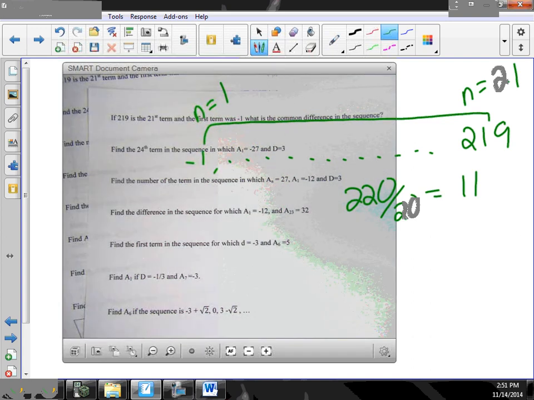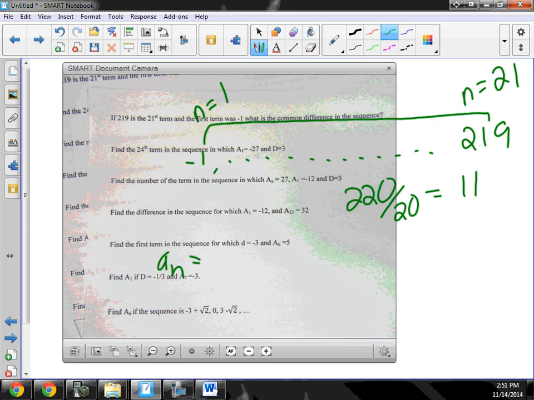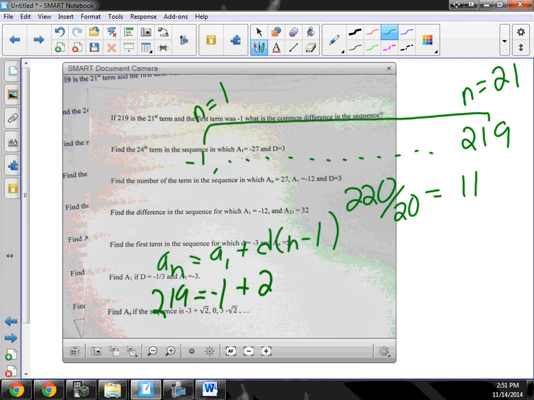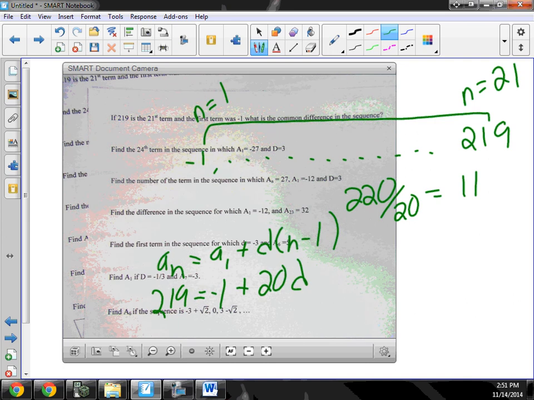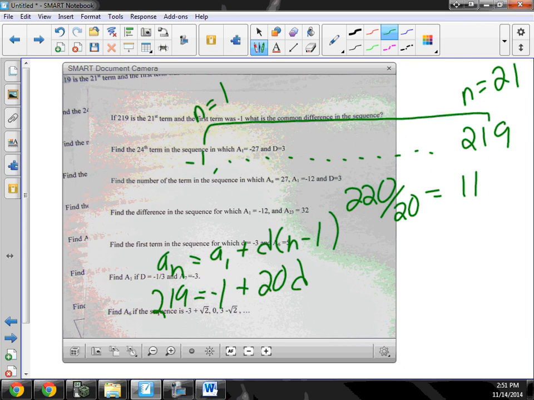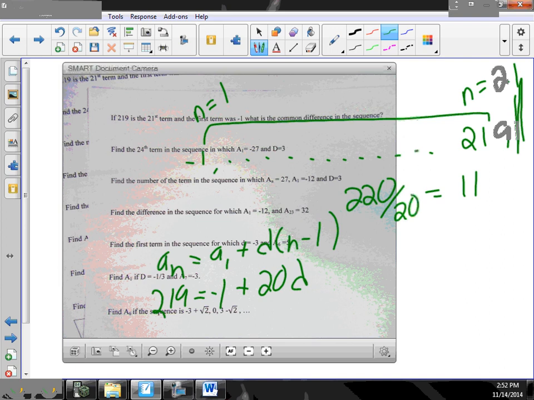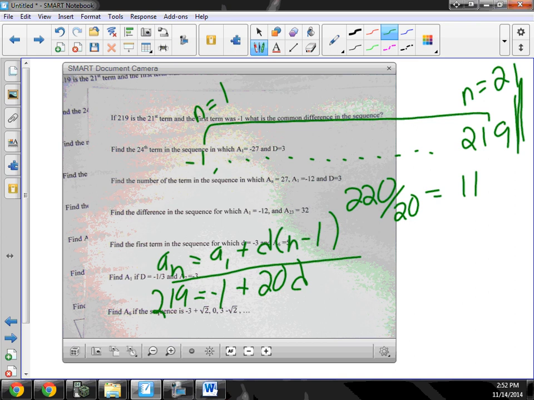So she divided those and got 11. Well, guess what? A sub n equals a sub 1 plus d times n minus 1. This is 219 equals -1 plus 20d. If you add 1, you're going to get 220, and divide by 20, you're going to get 11. So you can either think it out logically and figure it out like Alexa did, which is the way that I would have done it, or if you're a formula person, you can adapt the a sub n formula to match whatever you wanted.